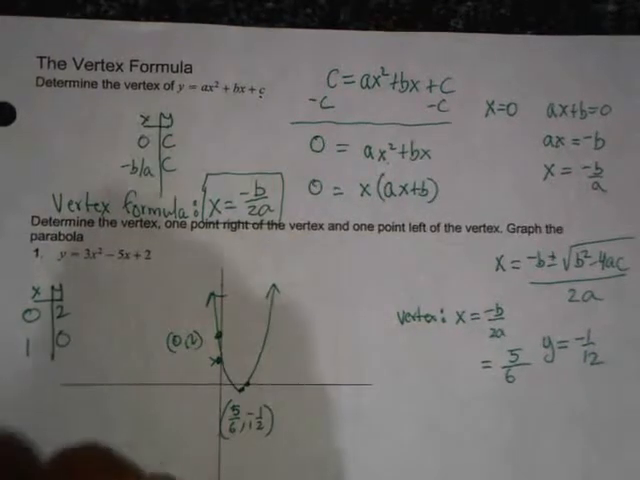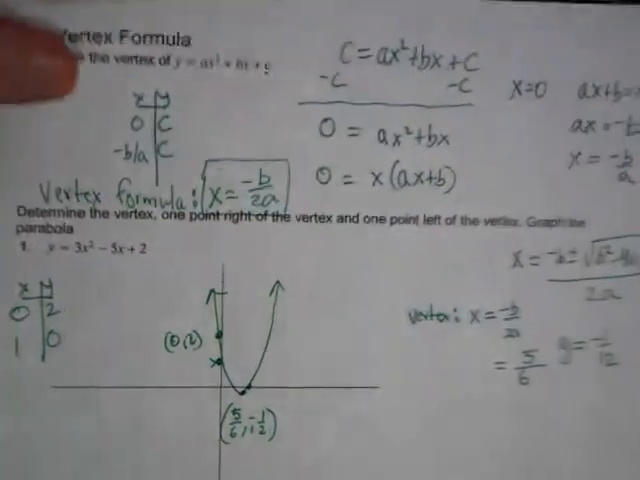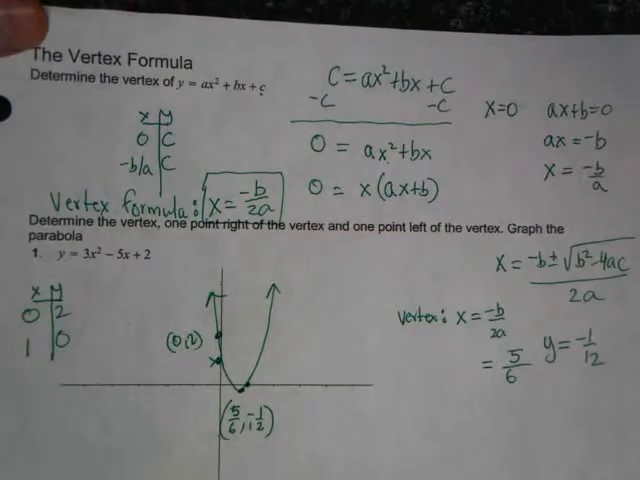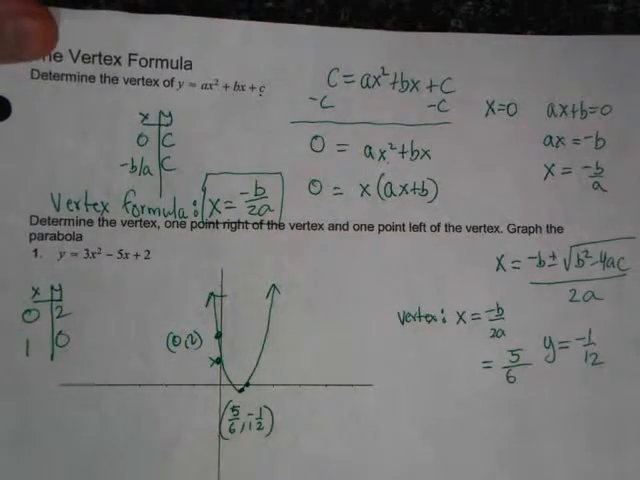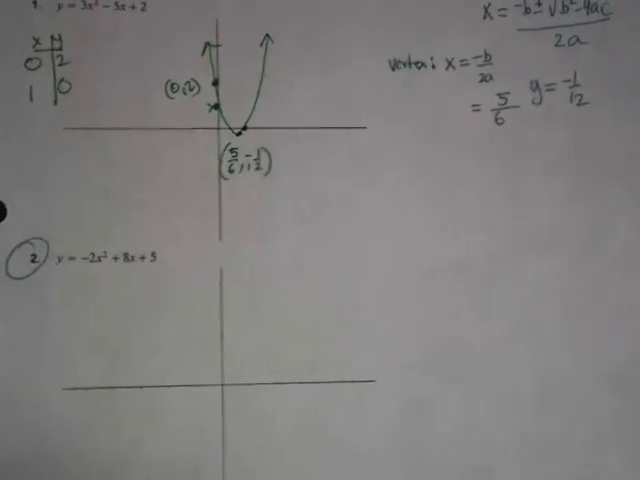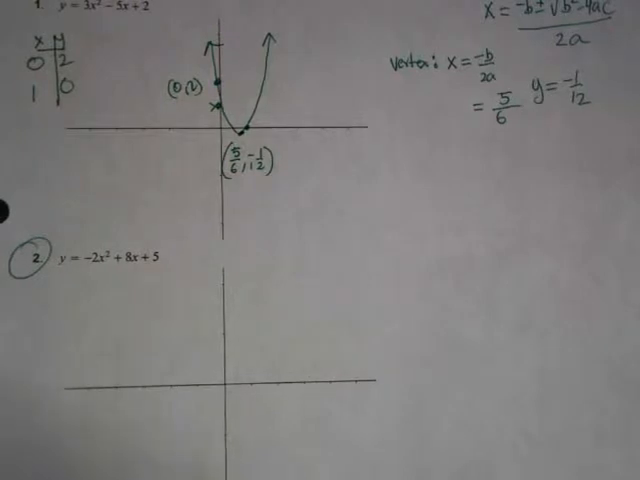Alright, you go ahead and give number 2 a shot. And again, I'll tell you that for number 2, you should not end up with fractions like I did. You should end up with nice numbers for your vertex. Alright, that's the end of that section. So be prepared to turn this in at the next class, and we'll do more examples of this in class.